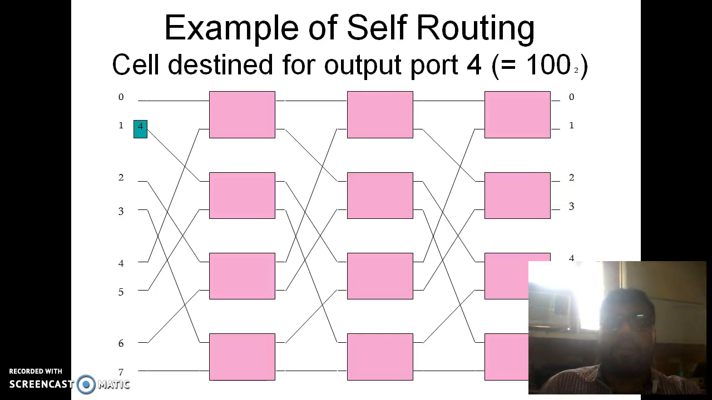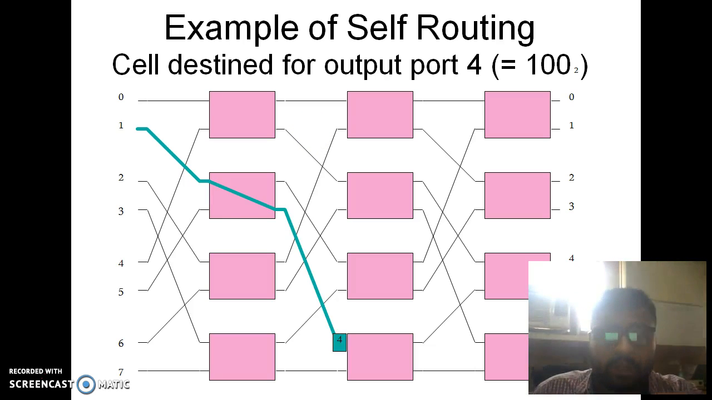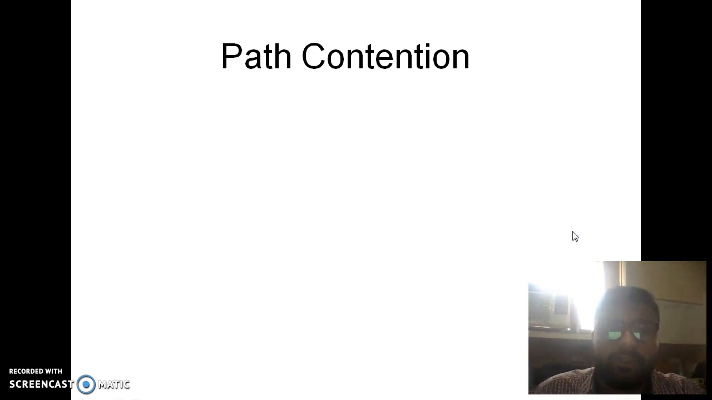Now the self-routing concept is that suppose the packet name is 4, so you will calculate its binary equivalent, that is 100. Now since we remember that 1 takes the bottom path, the cell is taking the bottom path. The next value is 0, so it will take the upper path, and the next value is again 0, so it will take the upper path, and thus it can reach.